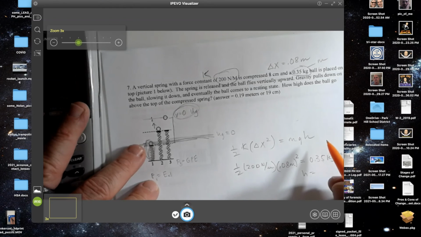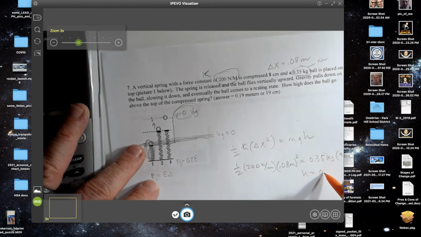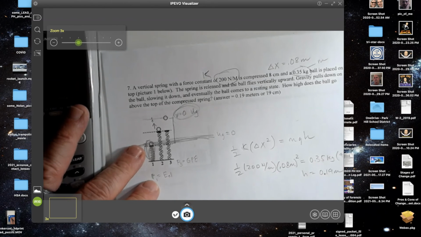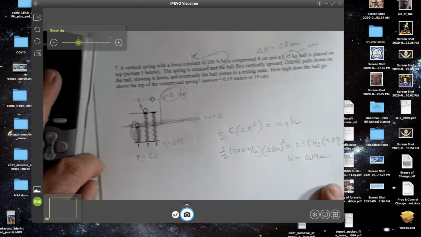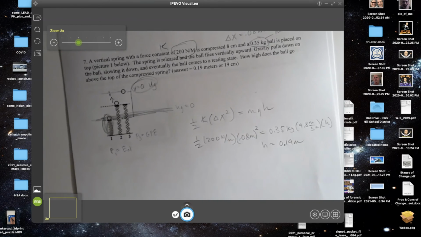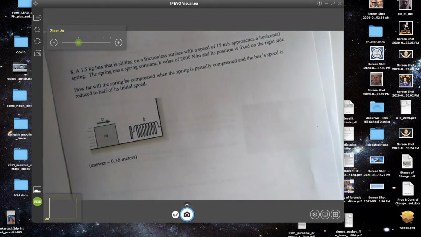So 0.19 meters, or about 19 centimeters. Okay, see how that all kind of works? Let's just do one more maybe. This would be our last problem.